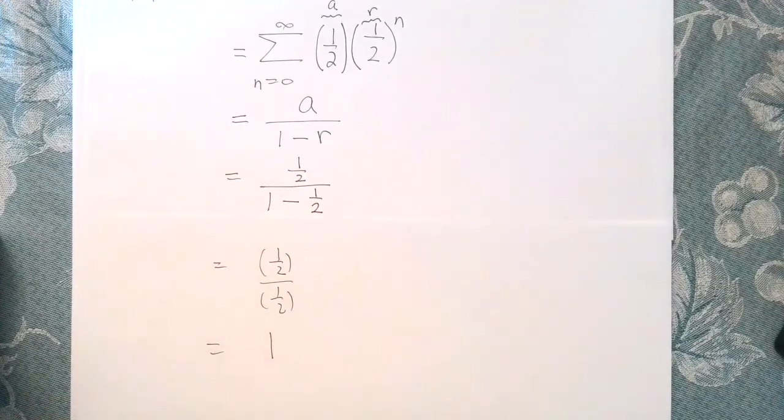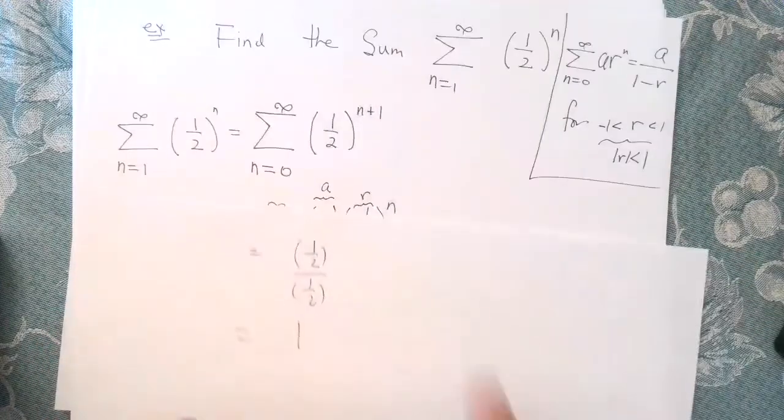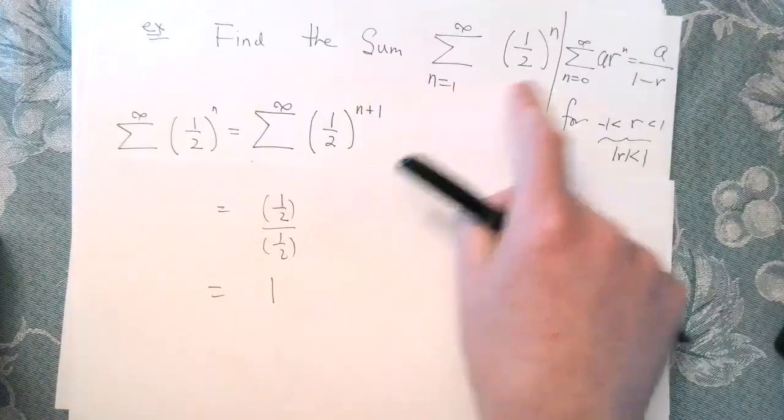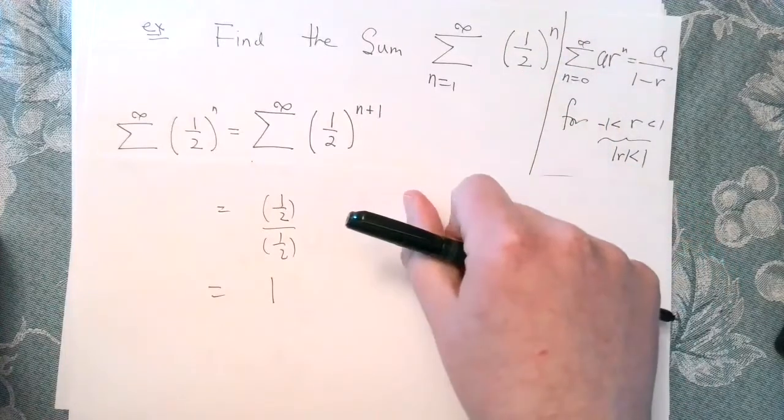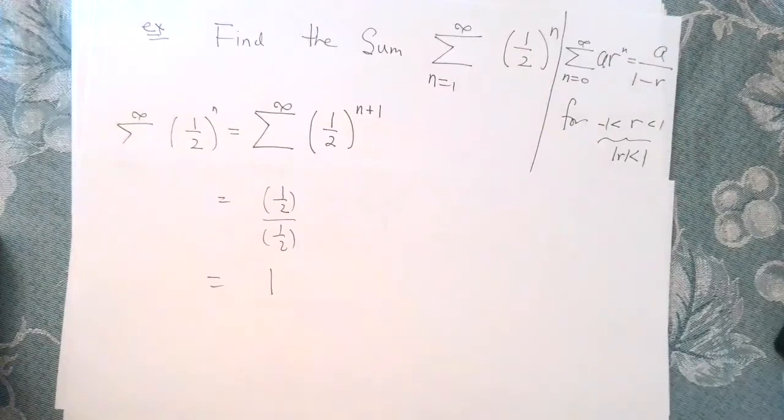And that's the sum of the series, which is really the limit of the sequence of partial sums. And so what does this 1 tell me? Basically it says, as I take more and more terms of the series, this is getting closer and closer to 1.